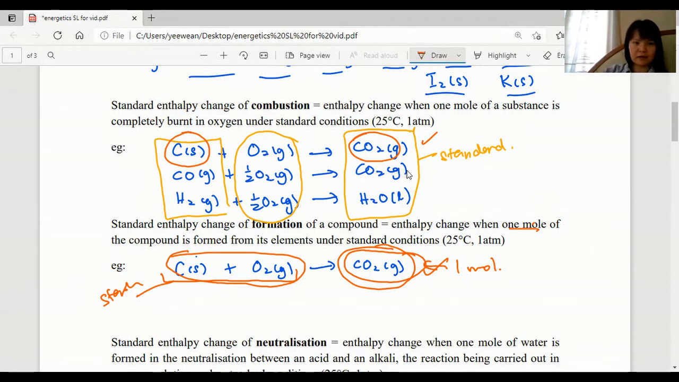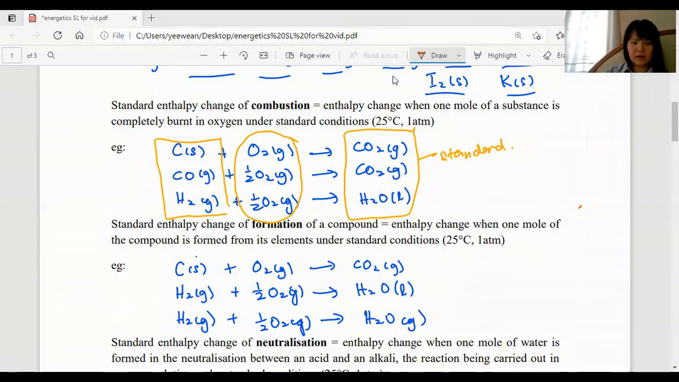Let's look at another example. H2 plus half O2, I get H2O in liquid. So I do have 1 mole of the H2O liquid, and these are the elements. So it fits the standard enthalpy change of formation. And I did combust hydrogen, and get H2O in its standard form. So it is also the standard enthalpy change of combustion. So it fits in both.